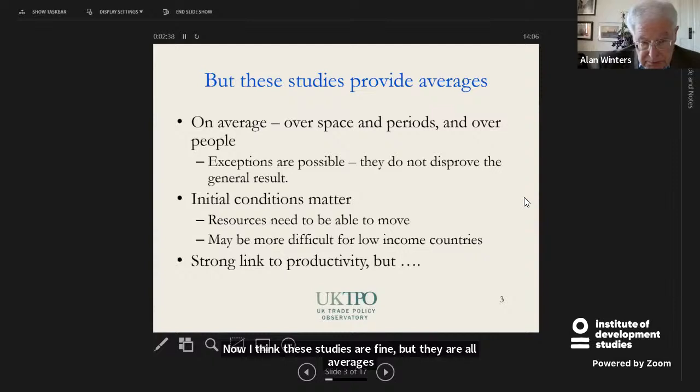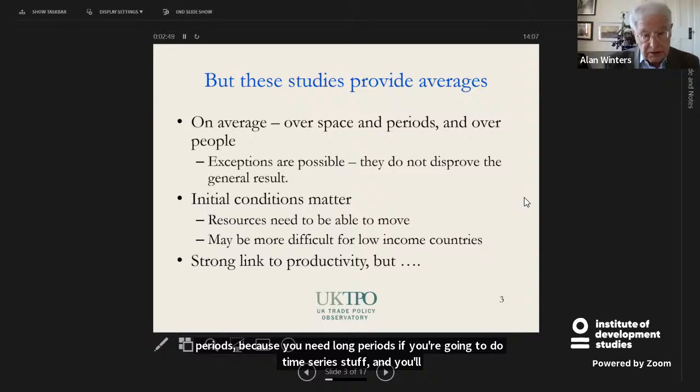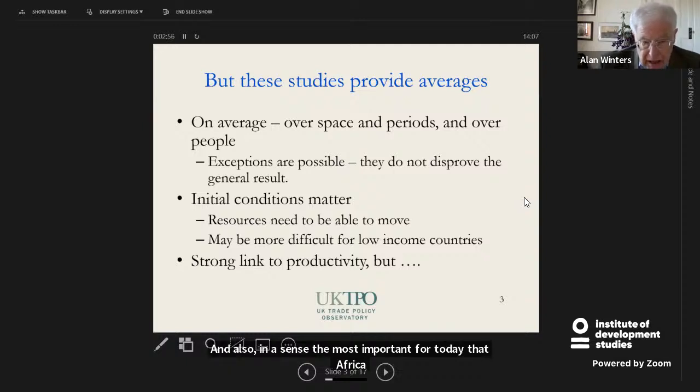And they're averages over space because we average them over lots of countries typically. They're averages over periods because you need long periods if you're going to do time series stuff, and you'll have changes in government, changes in technology. And also, in a sense, the most important for today, they're averages over people. And there certainly are, therefore, exceptions.